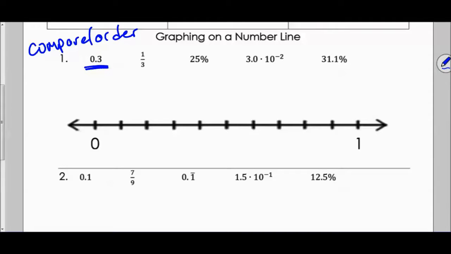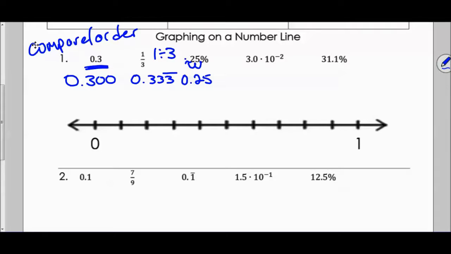This is already a decimal. We don't have to really do anything with that. I'm just going to rewrite that as 0.300. We'll see how that helps a little bit later when we're comparing them. The next one is just a division problem. It's a fraction, 1 divided by 3. That's 0.333 repeated. 25% as a decimal. We're going to move the decimal place 2 places. It's going to move back 2. It's going to be 0.25.